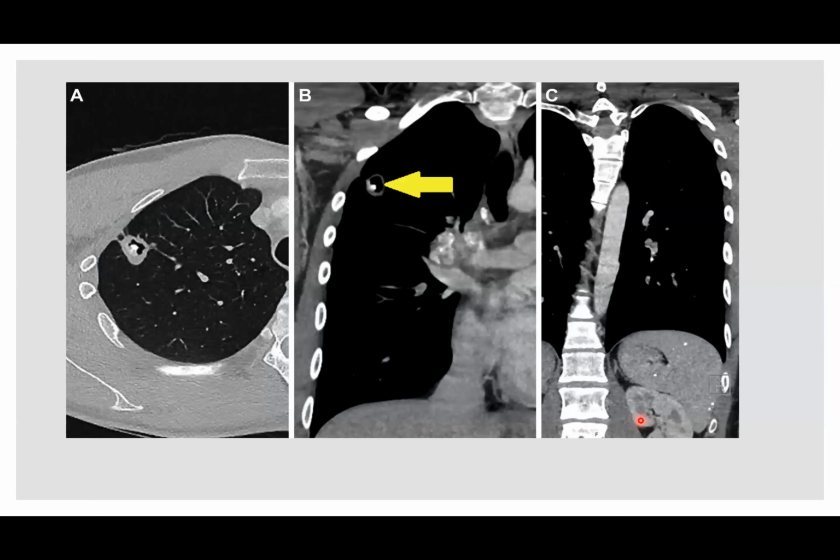So this is an axial high-resolution CT scan, A, demonstrating a thick-walled cavity with eccentric calcification in the right upper lobe. And then B is this coronal scan demonstrating the same lesion. And then picture C is the mediastinal window. And then I think what's important here is you can see these multiple punctate calcifications in the spleen.